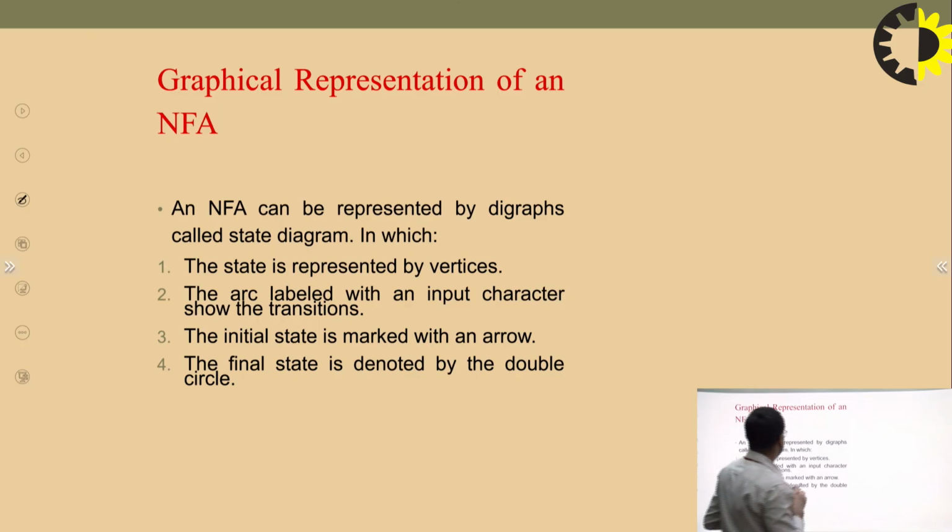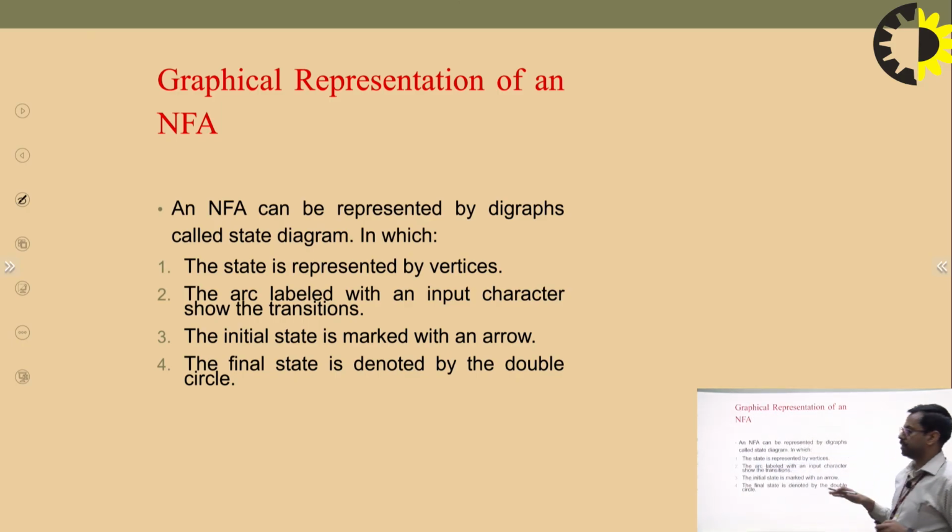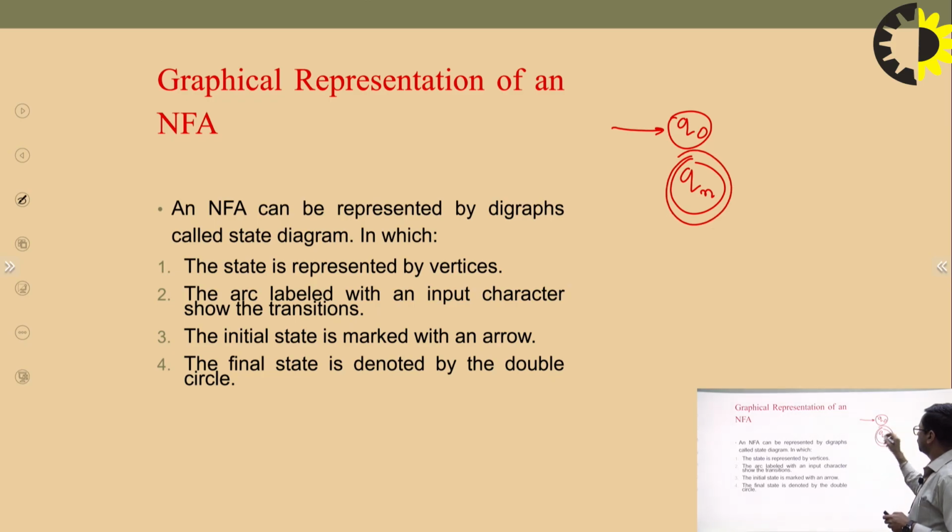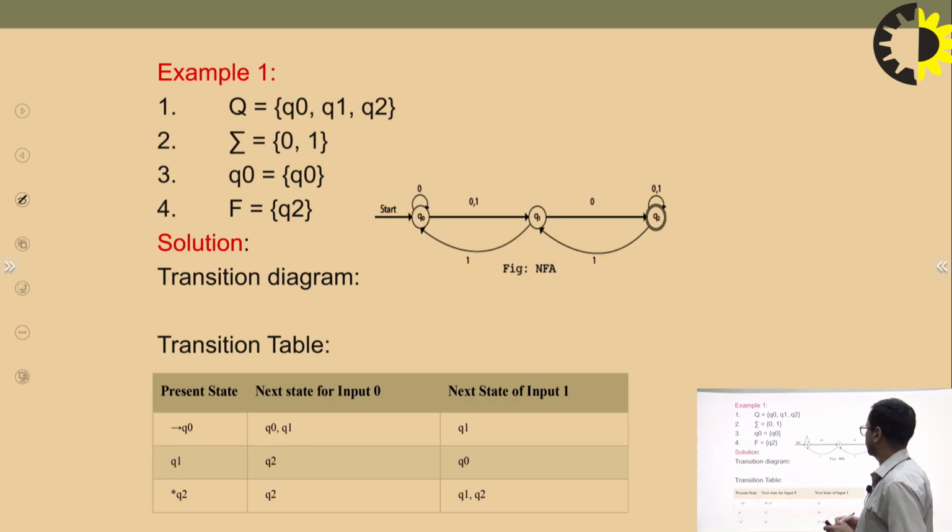So what will be the graphical representation of NFA? It will be the same as DFA. For the initial state we use the term Q naught. For the output state we use a double circle. And for the transition we use the directional arrow. For the dead state we use this one. Let's suppose Q4 is the dead state, it can be represented in such a way.